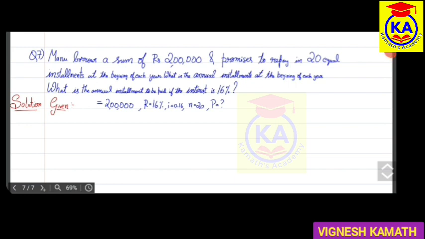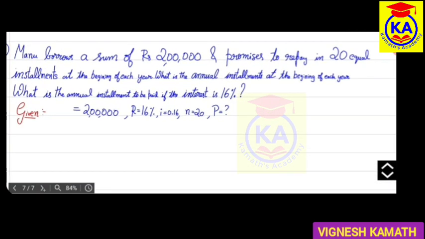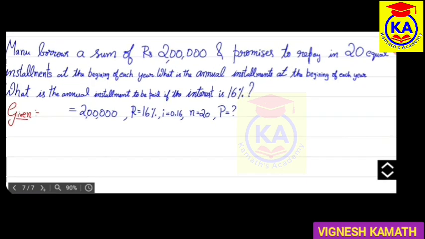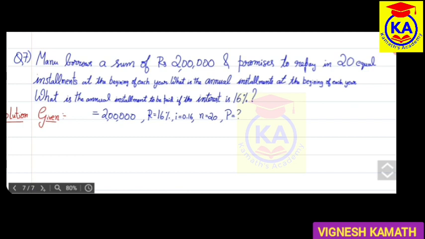Now let's solve question number 7. Manu borrows a sum of rupees 2 lakh and promises to repay in 20 equal installments at the beginning of each year. What is the annual installment to be paid if interest is 16%? So this is the question. Look at the question again. Manu borrows a sum of rupees 2 lakh. Now what is this 2 lakh? Whether this is present value of annuity or future value of annuity, you must identify this.